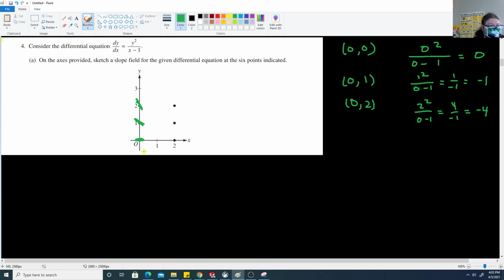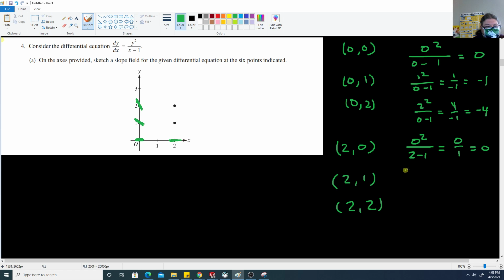Okay, so halfway done. Now I have (2, 0), (2, 1), and (2, 2). So for (2, 0), I plug 2 in for x and 0 in for y. So I get 0 squared over 2 minus 1, which is 0 over 1, which is 0. So down here I have slope 0.